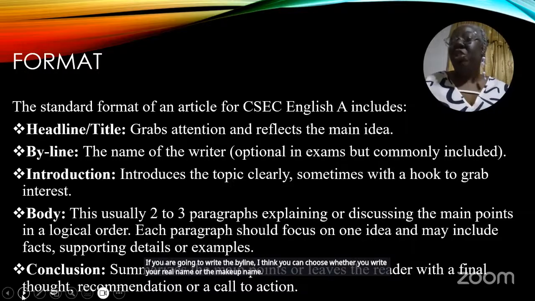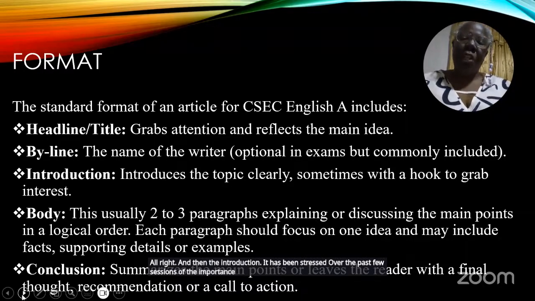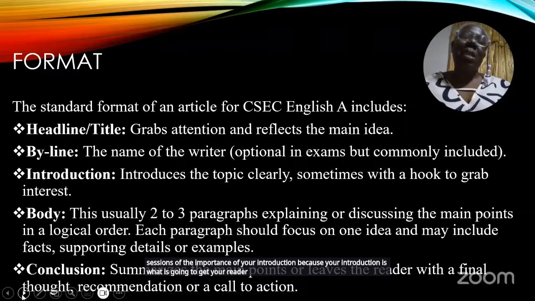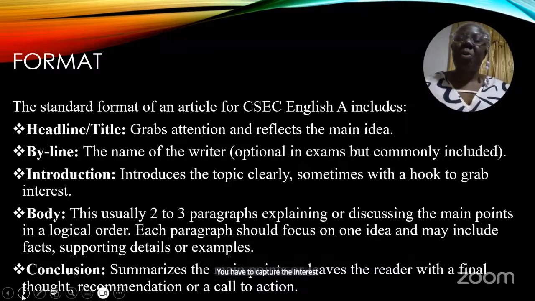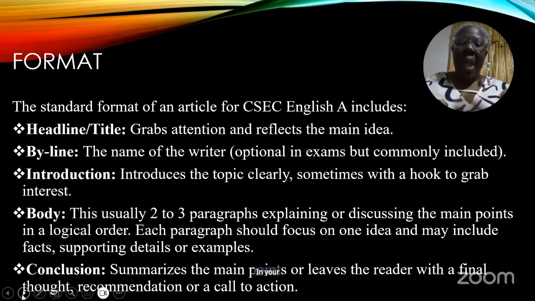All right. And then the introduction. It has been stressed over the past few sessions the importance of your introduction, because your introduction is what is going to get your reader to stick with your article. You have to capture the interest of your reader so that they want to continue reading. And so therefore, as you would have learned, you need a thesis statement and support in your introduction. Then you also need a hook, something to grab.